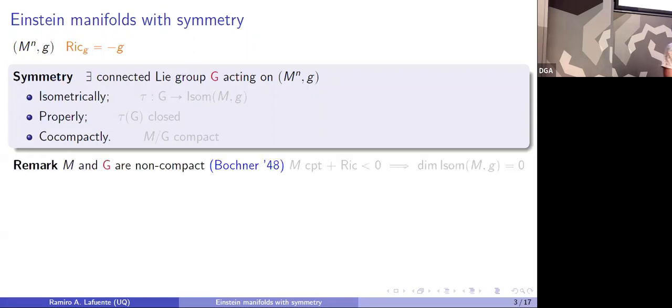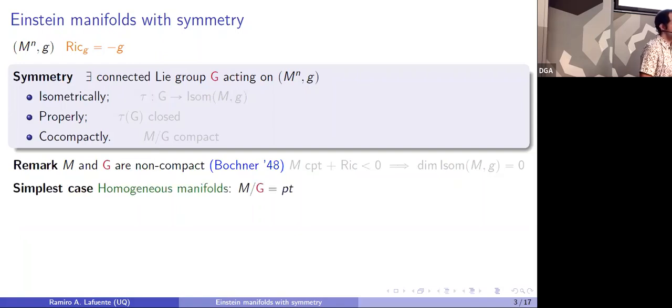Okay. So maybe some immediate observation under these assumptions: because the Ricci curvature is negative, there's a not so well-known result by Bochner that for a compact manifold with negative Ricci curvature, the dimension of the isometry group is 0. There are no Killing fields on these manifolds. And you can prove it using a Weitzenböck formula for Killing fields. But therefore, the manifold has to be non-compact. And in particular, because the quotient is compact, this implies that G itself is a non-compact Lie group. Okay, so we'll be talking about non-compact Lie groups.